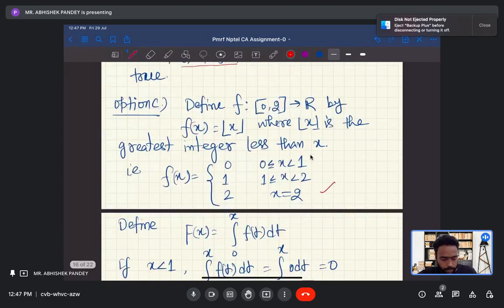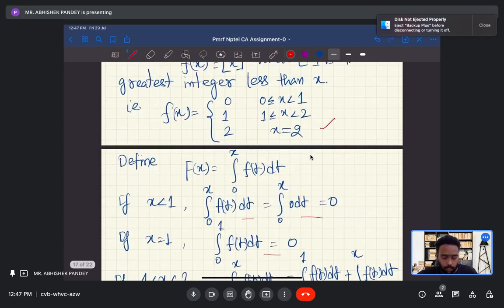Define f from 0 comma 2 to R by f of x is equal to the greatest integer less than x. So we have to find the greatest integer which is less than x. Suppose you take 0.7, the greatest integer less than 0.7 is 0. If you take 1.2, the greatest integer less than 1.2 is 1. So now this function will be this.